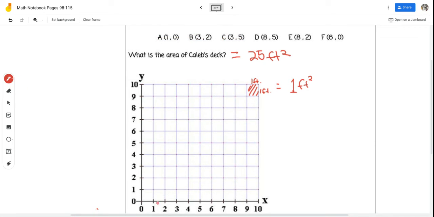So A is 1, 0, our first point. B is 3, 2. C is 3, 5. D is 8, 5. E is 8, 2. F is 6, 0. There we go. So we're finding the area here. Now I'm going to try something. Let's see what you guys think.